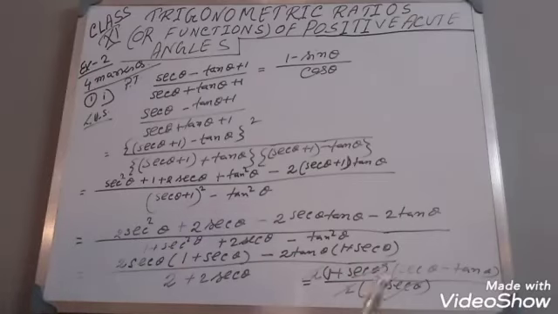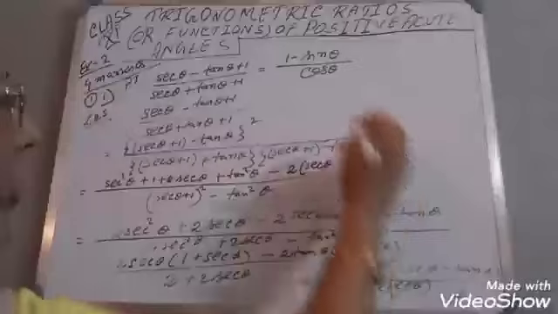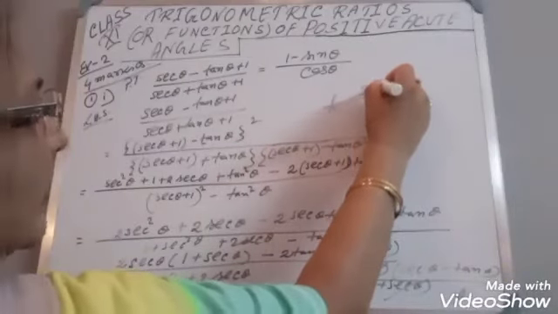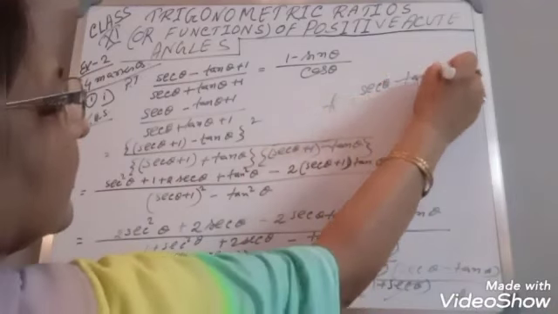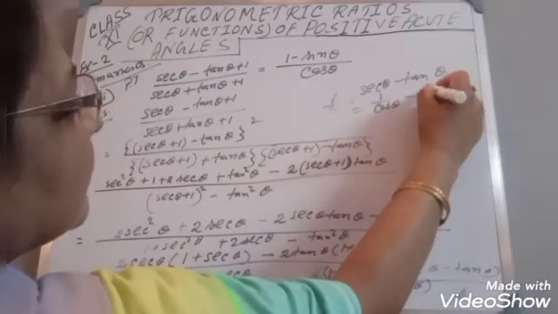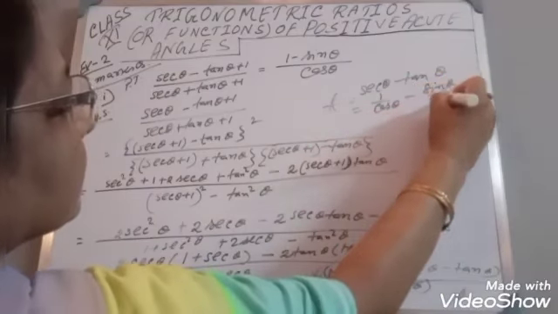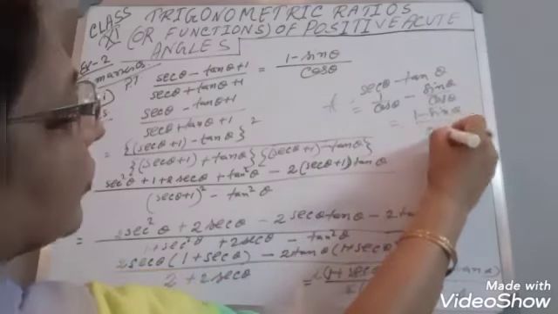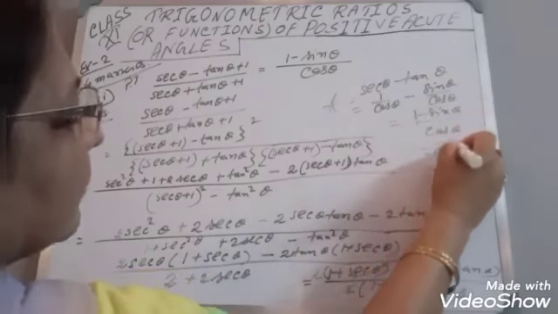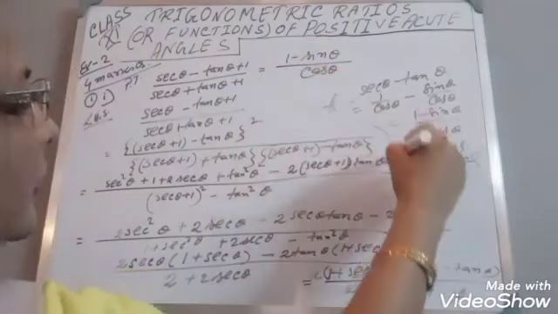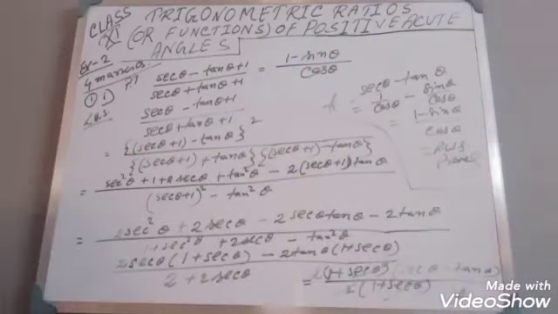Sec theta means, we know, write it down here. Now sec theta minus tan theta: sec theta means 1 by cos theta, minus tan theta means sin theta by cos theta. So it is coming (1 minus sin theta) by cos theta, which is equal to the right hand side. So this is proved. I think there is no problem.